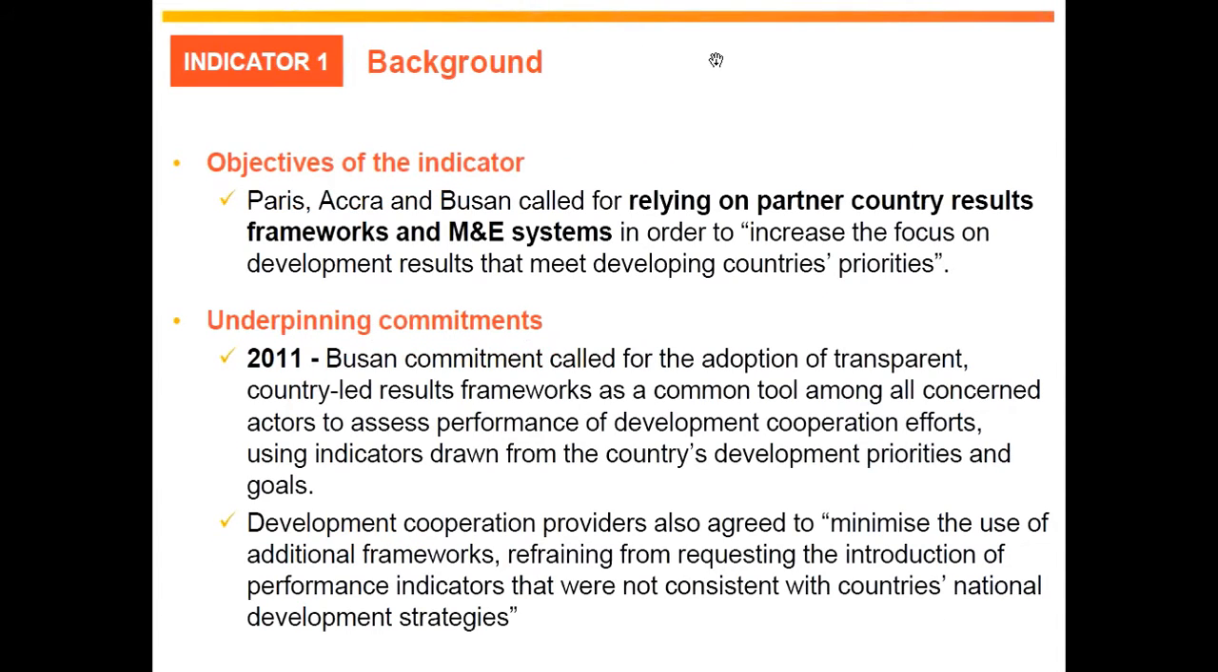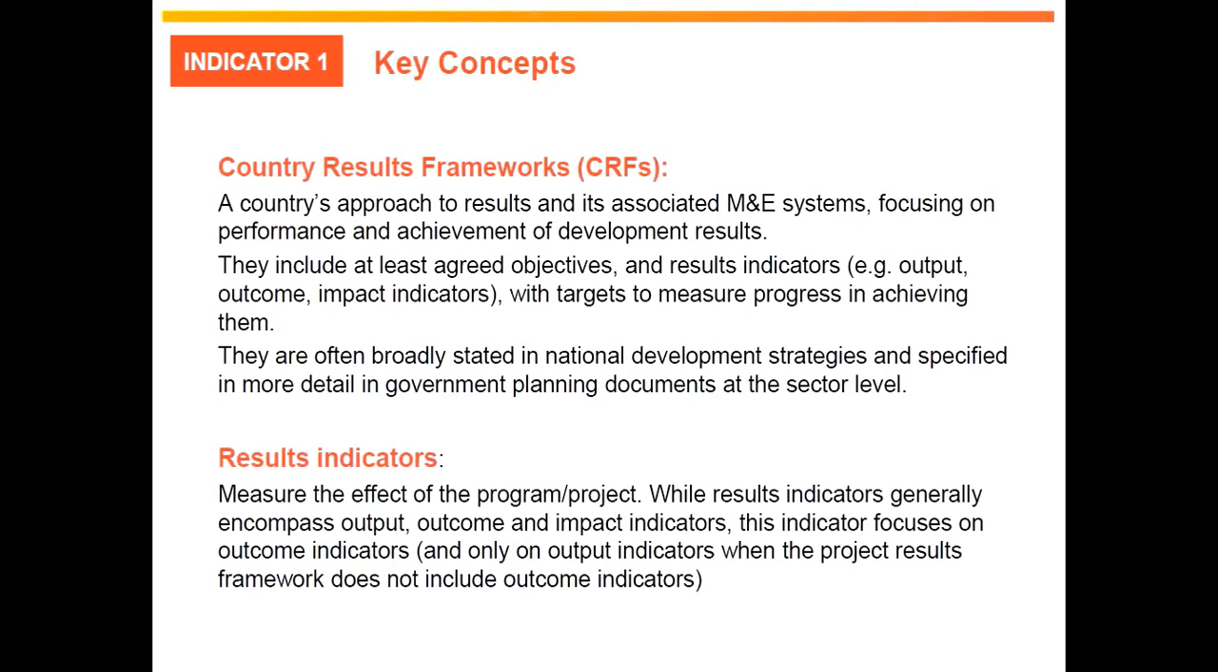And just to give you a little bit of background on this indicator, that was a consistent request from the Paris Declaration, the Accra Action Agenda, and the Busan Partnership Agreement, so 2005, 2008, 2011, and it called for relying on these partner country results frameworks and M&E systems in order to increase the focus on development results that meet developing countries' priorities.